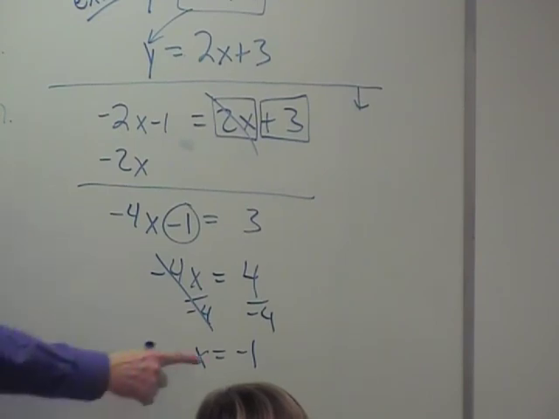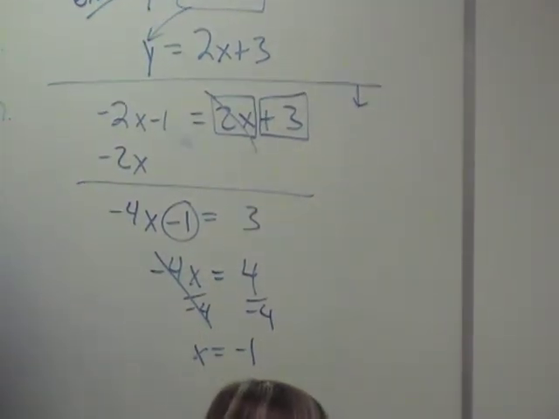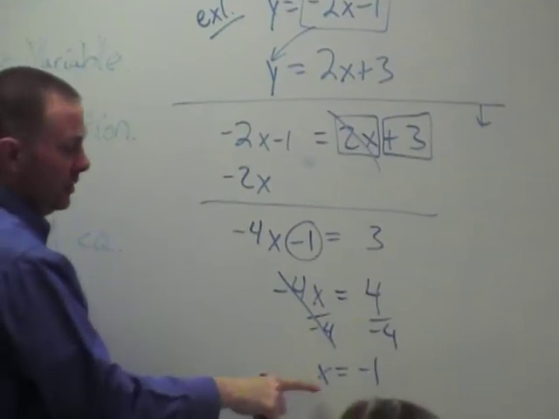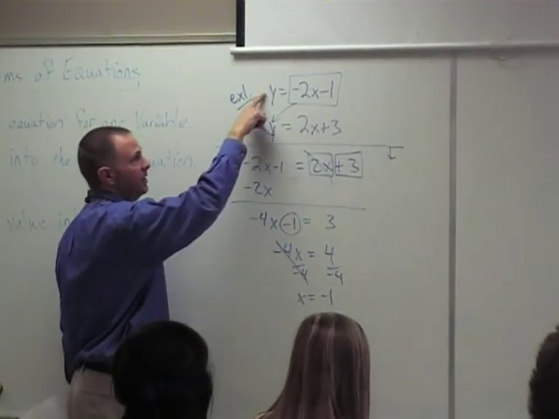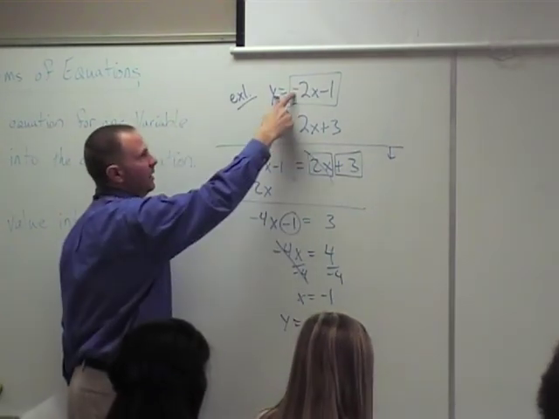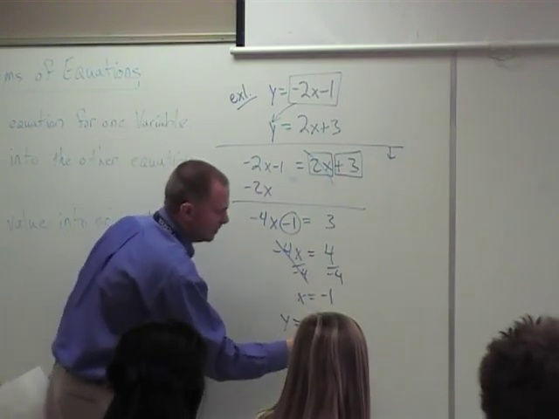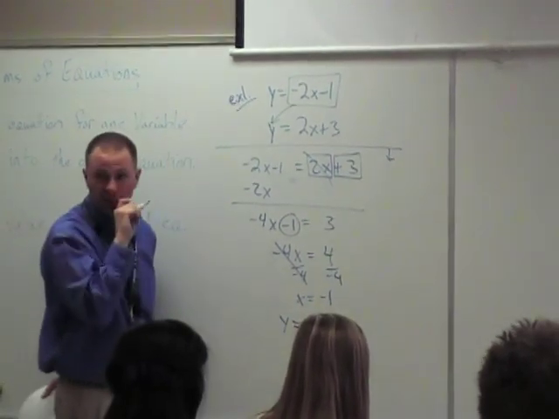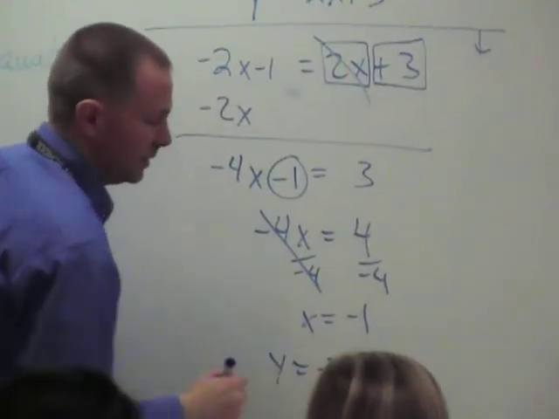Step 4, substitute that value into one of the original equations. Okay? So this is what x equals. I'm just going to put it in the top one here. So y equals negative 2 times x. X is negative 1. Again, I'm putting parentheses around what I substitute. And then I also have to subtract 1 at that point.